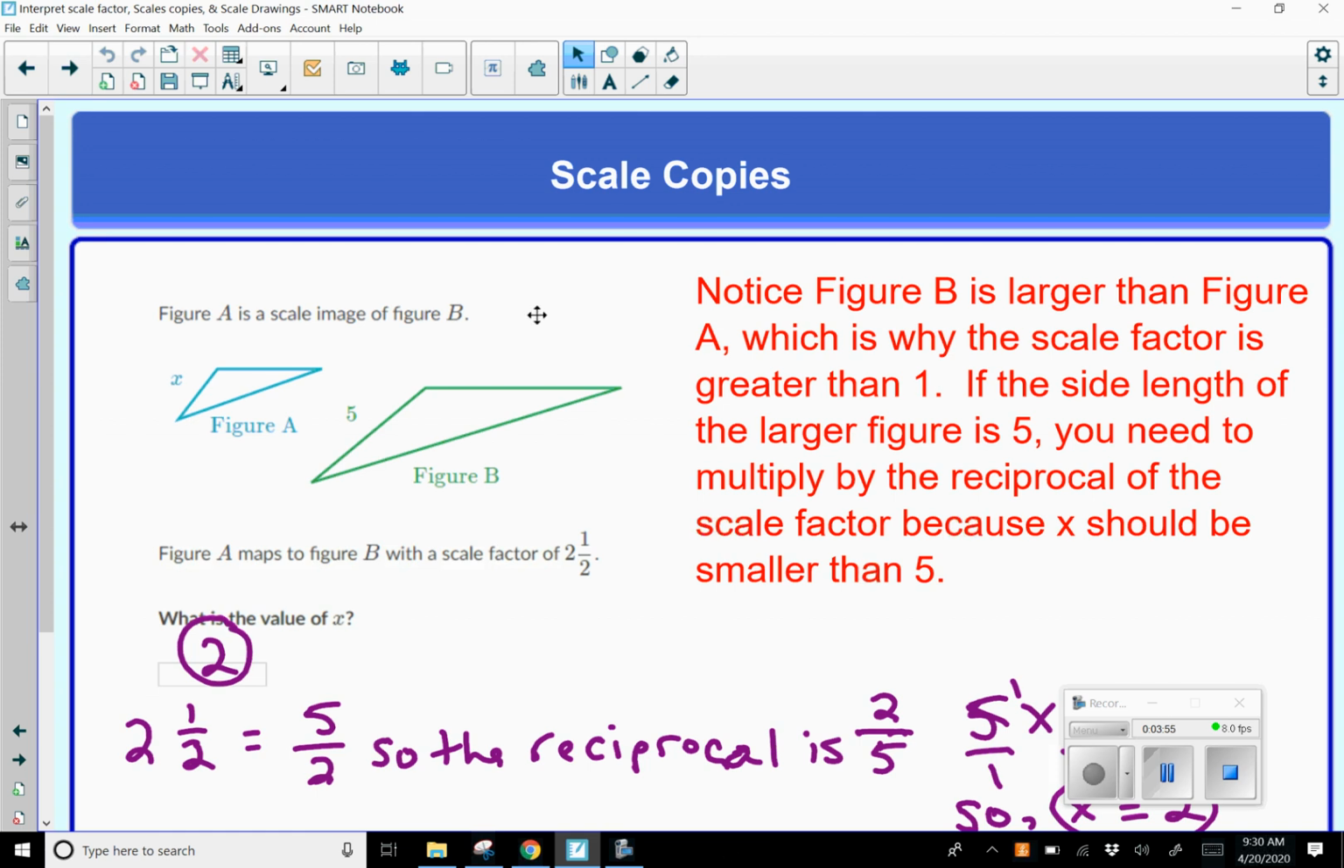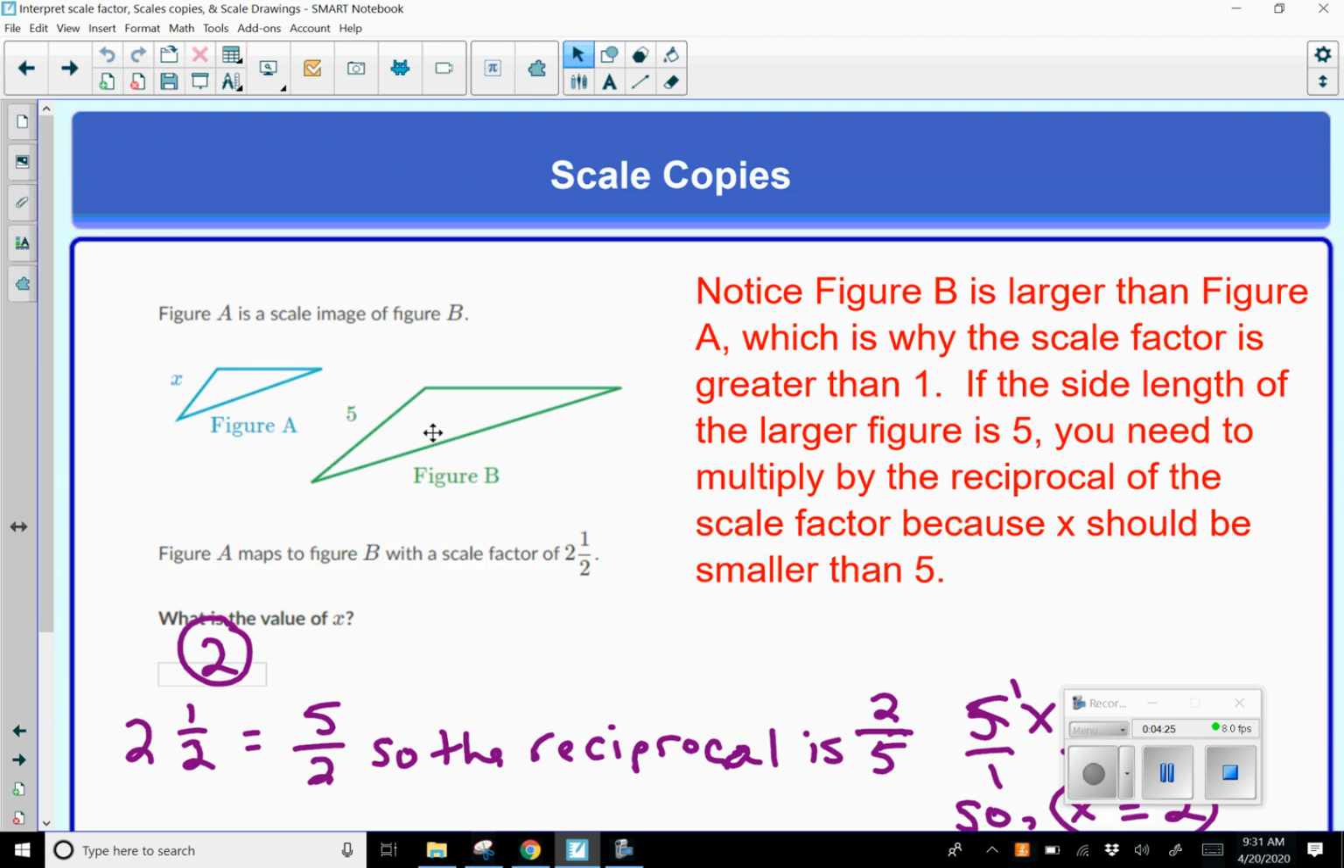Okay, here it says figure A is a scale image of figure B. Figure A maps to figure B with a scale factor of 2 and 1/2. What is the value of x? Okay. So you'll notice that I put some notes here in red. It says, notice that figure B is larger than figure A, which is why the scale factor is greater than 1. If the side length of the larger figure is 5, then you will need to multiply by the reciprocal of the scale factor because x should be smaller than 5.